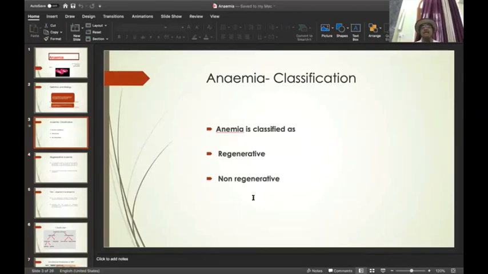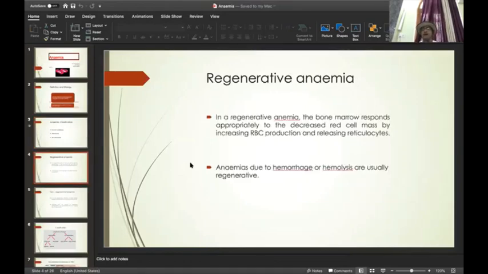You know the maturation cycle of the RBC: it is produced from a single cell in the bone marrow, then it gets mature, and then the mature RBC comes out in the system. So there may be some problem in the maturation of RBC also that may lead to non-regenerative anemia. Coming to the first one, regenerative anemia, as the definition indicates, in a regenerative anemia the bone marrow responds. This is the most important point here.